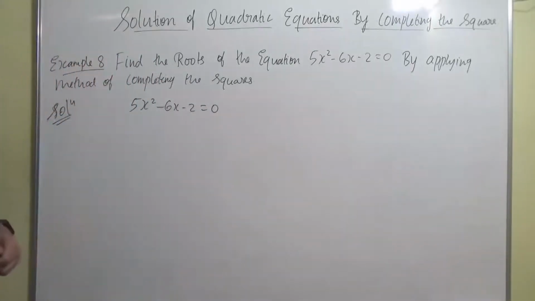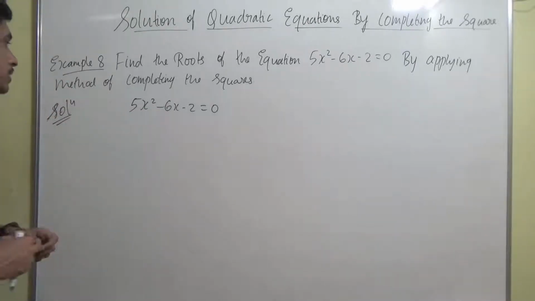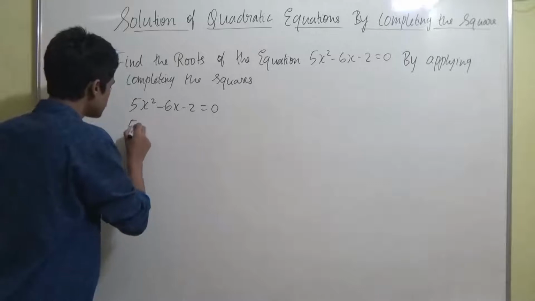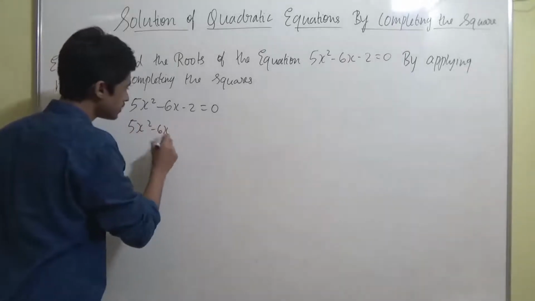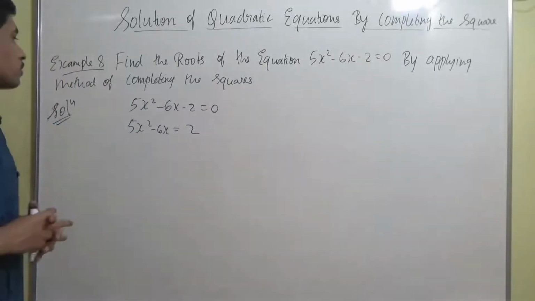So what's the first step, guys? What we have to do is we have to keep all the x terms one side and all the number terms on the other side. So we'll keep 5x square minus 6x on one side, and on the other side we'll keep 2. Correct. And then what will we do? What is the second step?